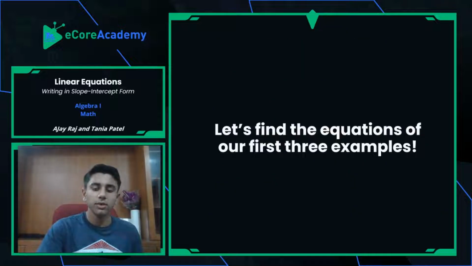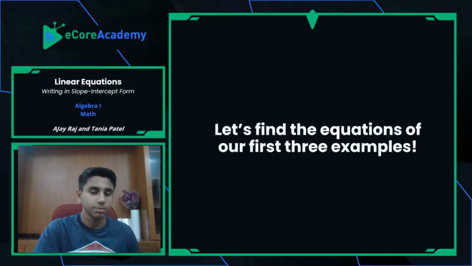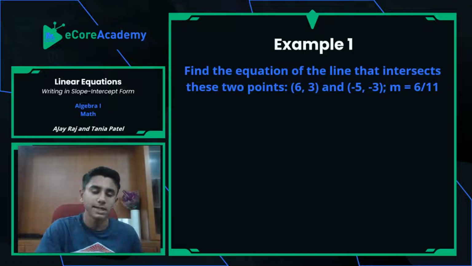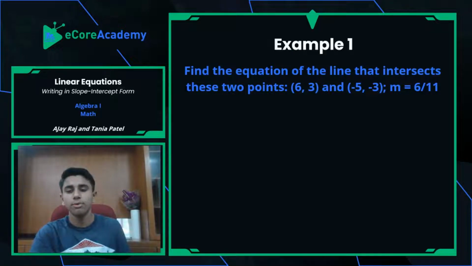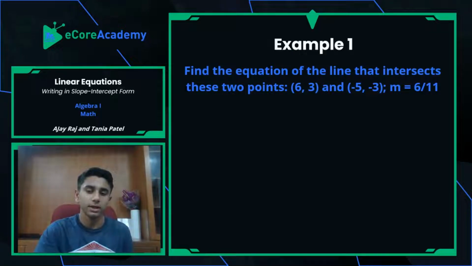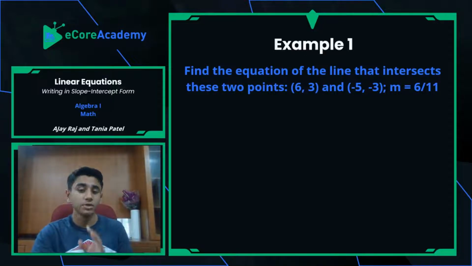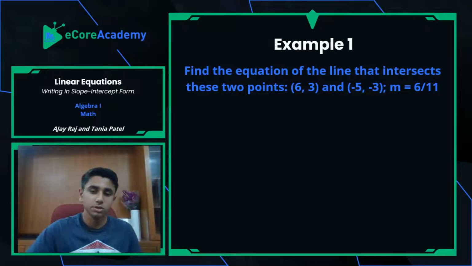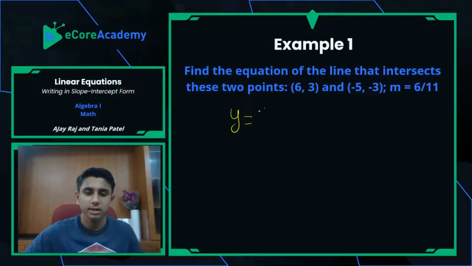All right, so let's find the equation for our first 3 examples. These are just more problem examples, so please stay tuned. Example 1: let's find the equation of the line that intersects these 2 points, 6, 3 and negative 5, negative 3. We're also given that the m, the slope, is 6/11. So let's plug those values into our equation. So far we have our m, so we can plug that in. We get y equals 6/11 x plus b.